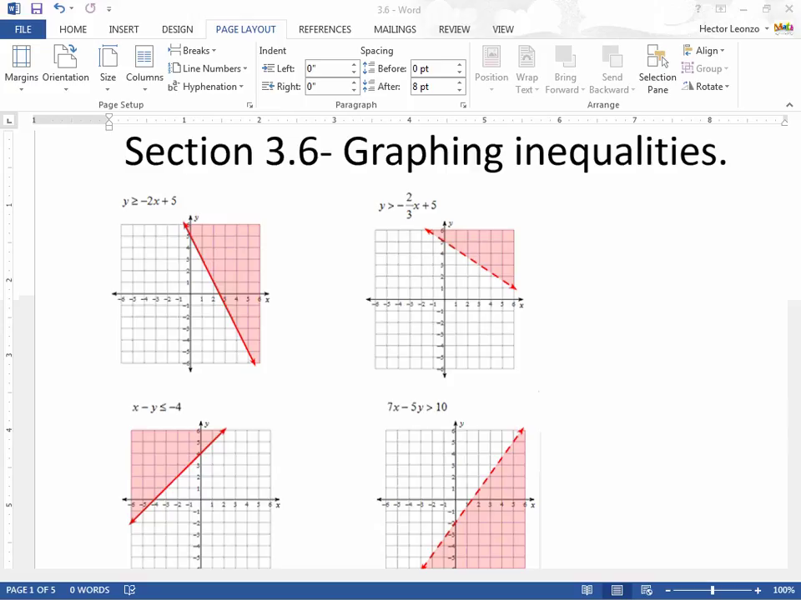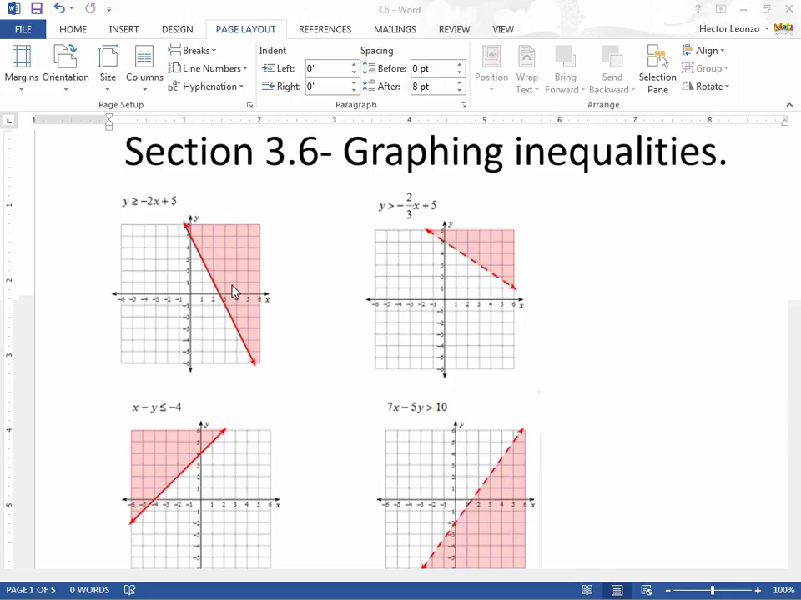Section 3.6 is about graphing inequalities. Just for us to have an idea, this is basically what we're going to finish with. If you notice, we have a line. Sometimes it's a solid line, sometimes it's a dotted line, and then some shading. What that really means is that I remember back in section 3.2, we learned what a solution was.